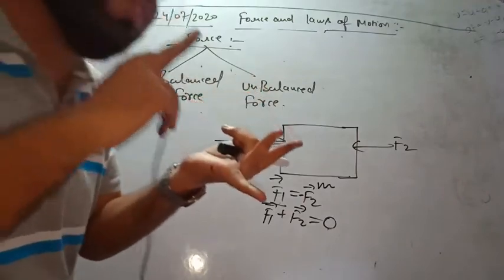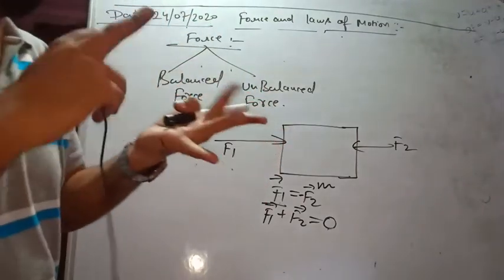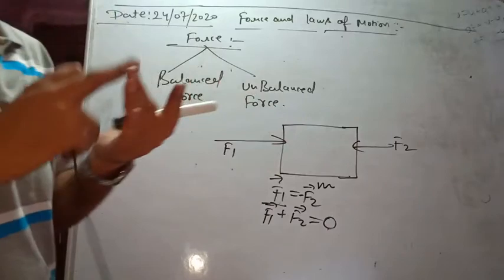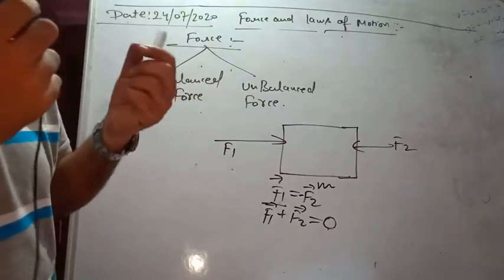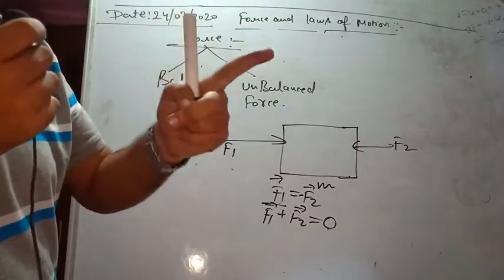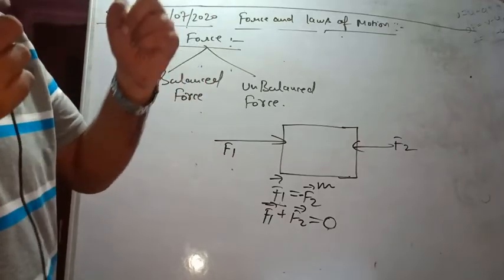Balanced force cannot stop a moving object. Balanced force cannot change the direction of a moving object. So what can be done by balanced force? Balanced force can change the shape of a body.